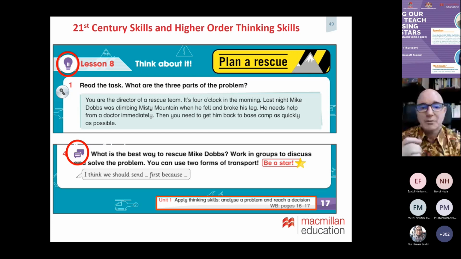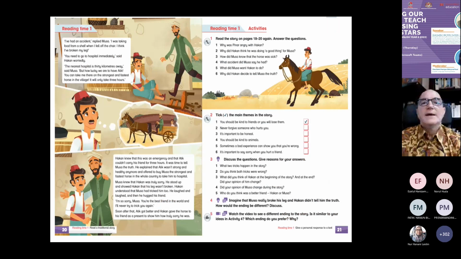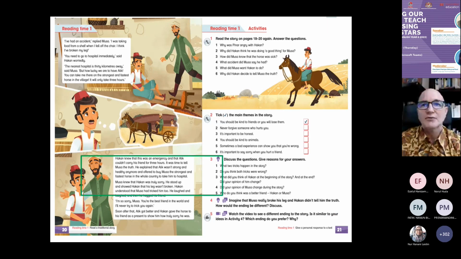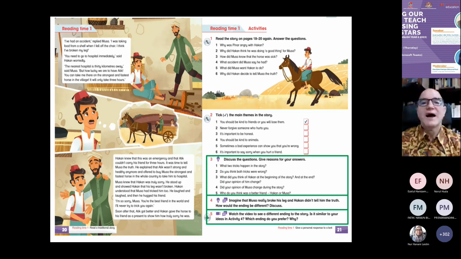So this is to analyze a problem, reach a decision. So if you do this lesson 8, this "think about it" lesson, you will be automatically building those thinking skills. If you do the reading time activity, here you can see our lovely characters that we did in the salute activity. You can see here, these are highly personalized, but they are higher order thinking skills. Look at this. Discuss the questions, give reasons.